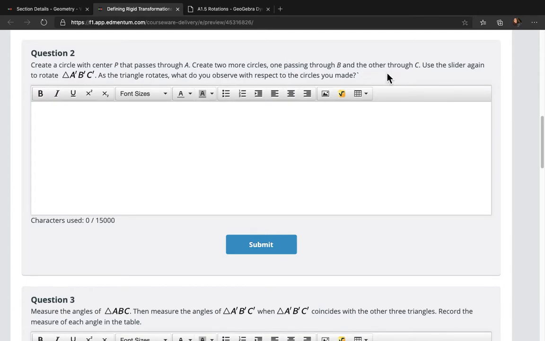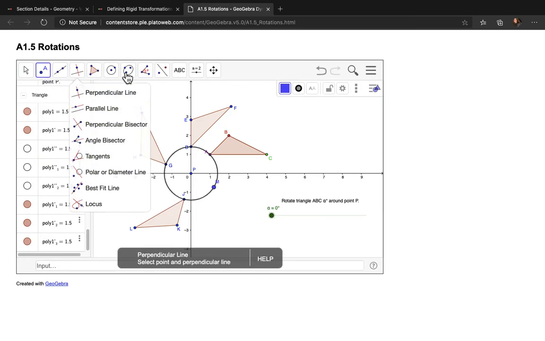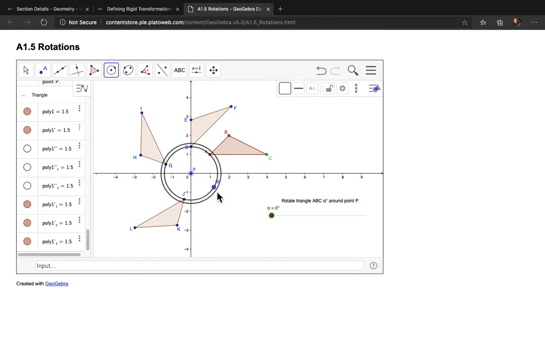Create 2 more circles, one passing through B and another passing through C. Use that slider again to rotate that triangle. As the triangle rotates, what do you observe with respect to the circles that you made? So what I'm going to do now is create another circle that passes through the point B. Again, P is going to be my center. And the goal is to make B my point. So here, B is a point that passes through that circle.